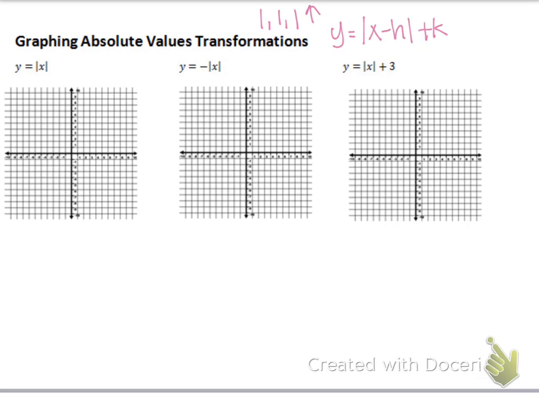Okay, so I got a 0 and a 0 for my h and k, so it's going to start at the origin, and then I got a 1, 1, 1. So right 1, up 1. Right 1, up 1. Left 1, up 1. Left 1, up 1. There is my V.